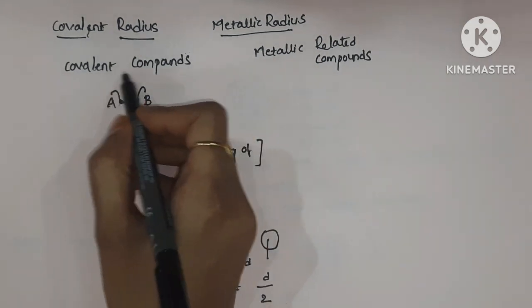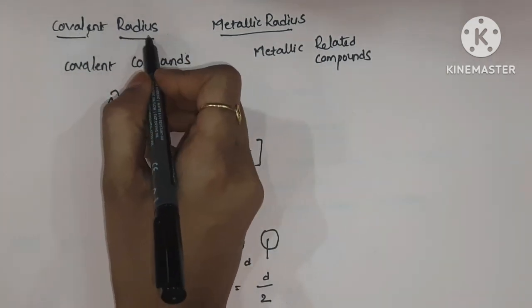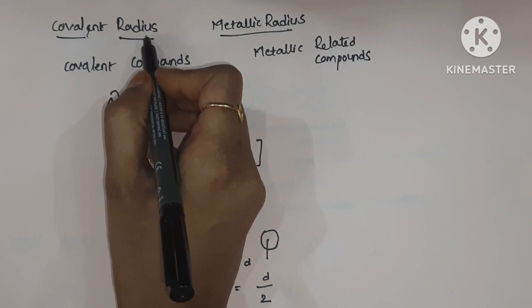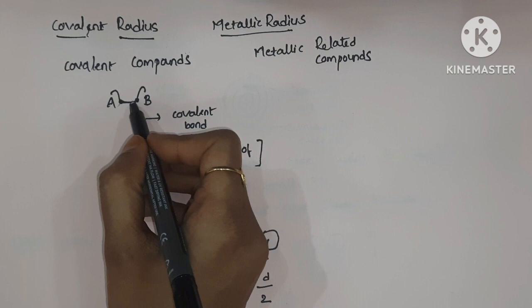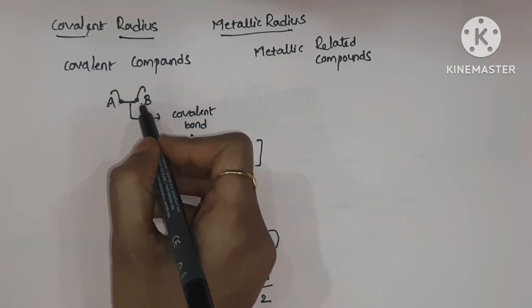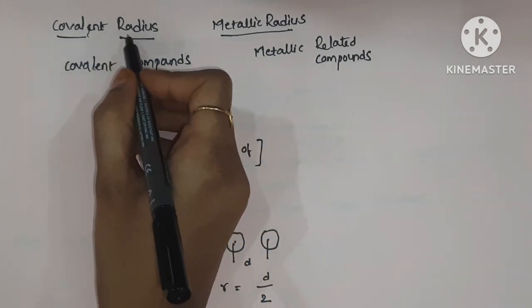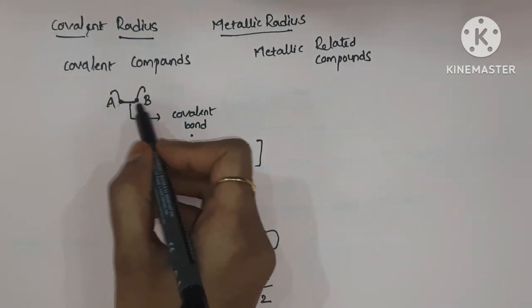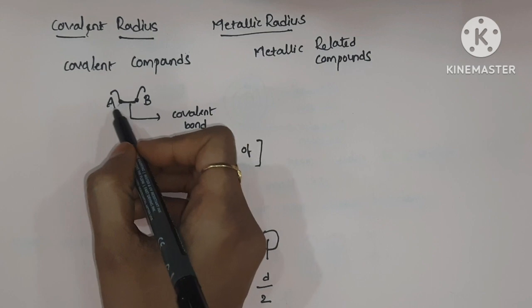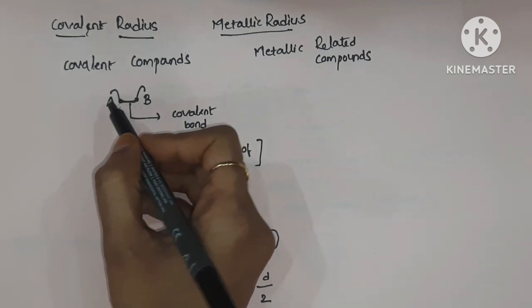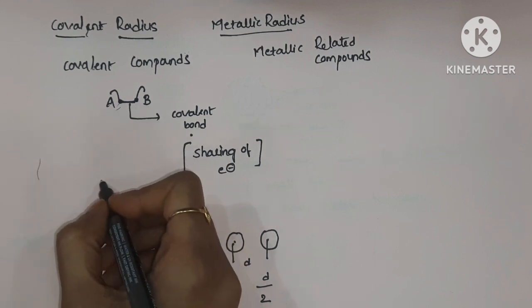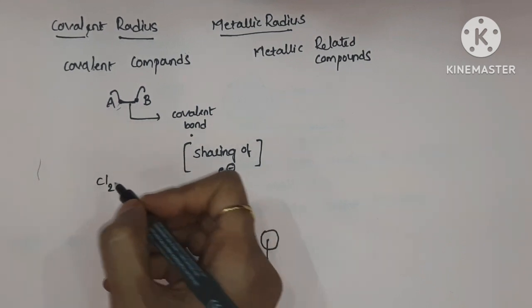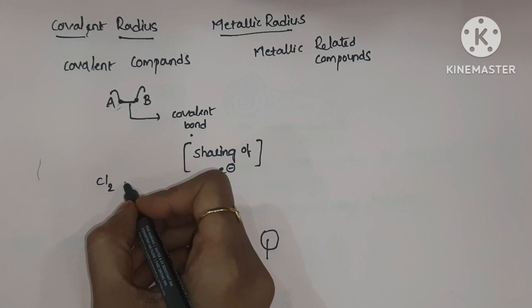So we have to find out the covalent radius. How is it found? The bond distance between the two atoms is the covalent radius. The bond distance between the two atoms, and half of the distance is called the radius of that atom. So I am explaining another example also. Let us discuss the chlorine molecule.